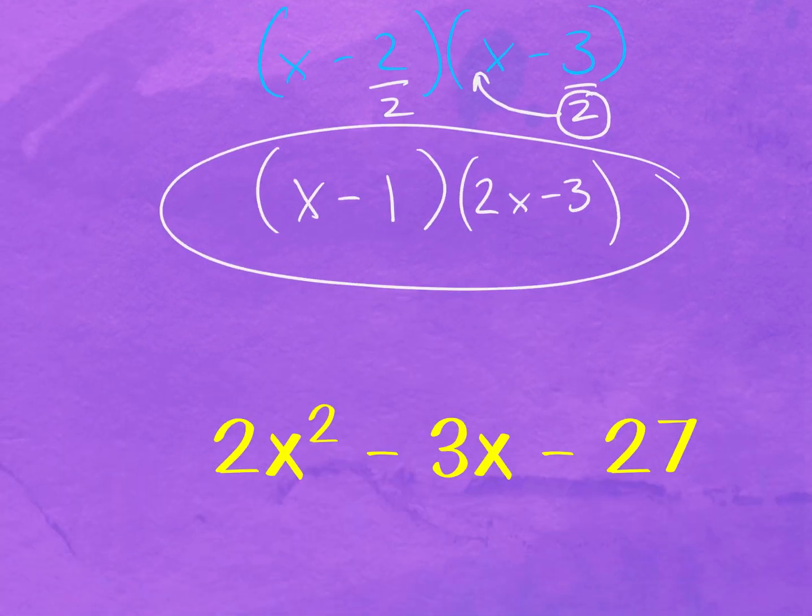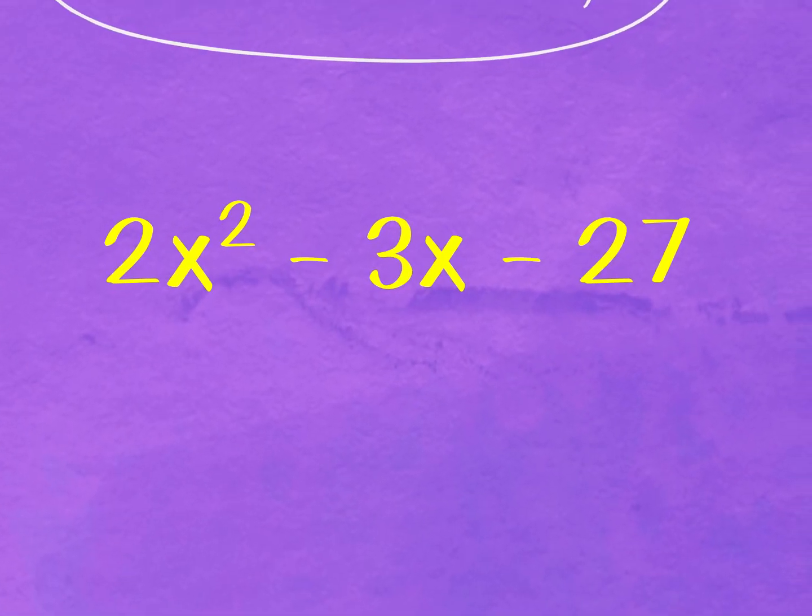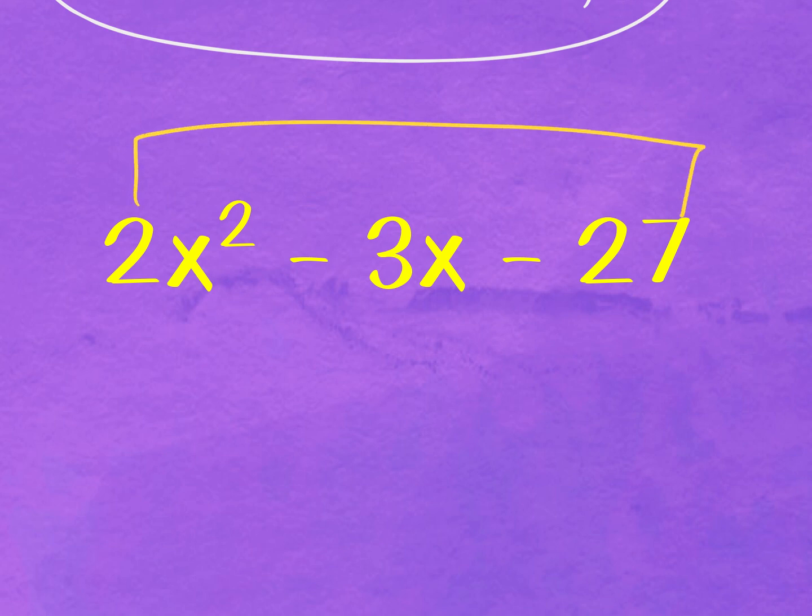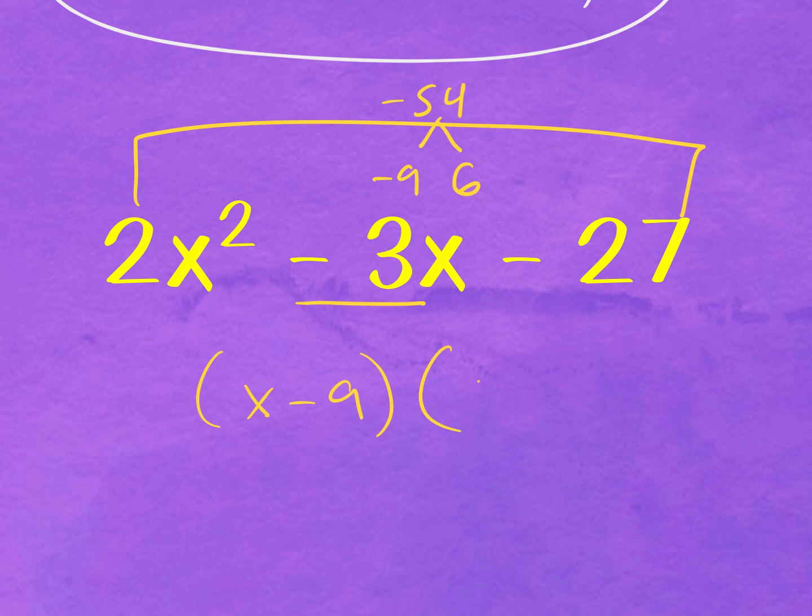All right, let's look at the next one. So our leading coefficient's not 1. What do we have to do first? Multiply the first times the last. What's 2 times negative 27? Negative 54. What are 2 factors of negative 54 that add to negative 3? Perfect. Negative 9 and positive 6. So in our parentheses, you have x minus 9 and x plus 6.